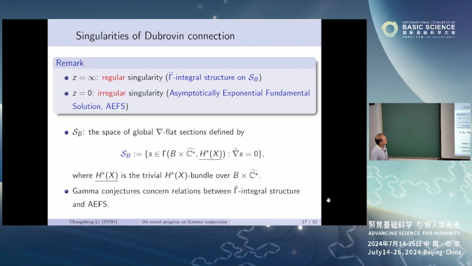Now, the Dubrovin connection has two singularities. At infinity, it is a regular singularity, and at z equal to 0 is an irregular singularity. And the gamma integral structure, which we will introduce very soon, is information around the regular singularity. And on the other side, the asymptotic expansions are around z equal to 0. And here we can consider the global flat section on B. Technically we consider the universal covering of C star, so this universal covering maps to C star, and then we can consider the pullback connection of the bundle over here. This is just the notation.